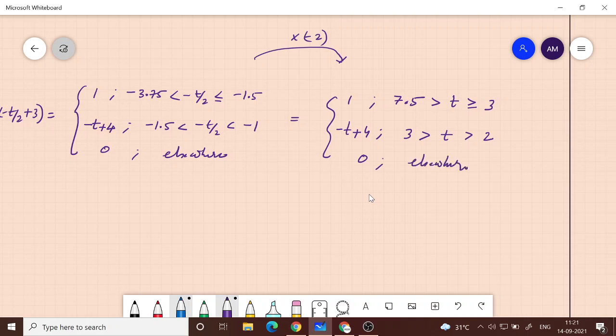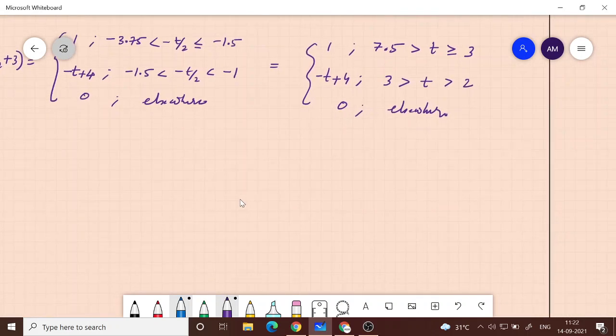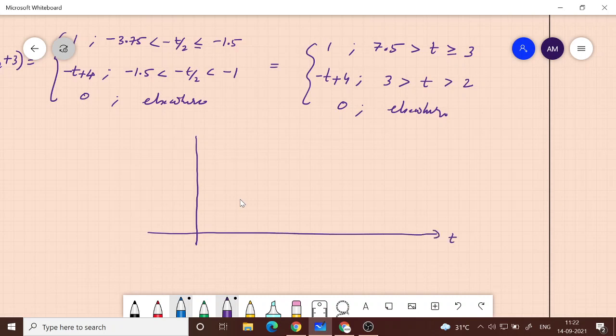So finally, now everything is expressed in terms of t. So now we can directly draw this, and we should get the same result that we got before. So this is x of minus t by 2 plus 3. 1, 2, 3, 4, 5, 6, 7, 8. And then here 1, 2.